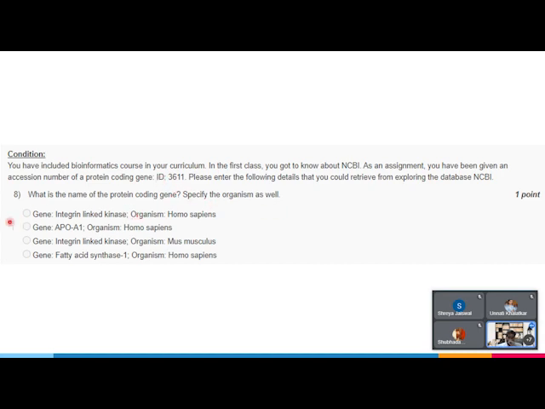You have been given four options. The gene is integrin linked kinase, organism is Homo sapiens. Gene is APOA1, organism is Homo sapiens. Gene is integrin linked kinase, organism is Mus musculus. And gene is fatty acid synthase 1, and organism is Homo sapiens. So only one option among these is correct. You can go ahead and open NCBI on your phone, laptop, whatever you have alongside you, and put in the ID and tell me what exactly is the correct option.